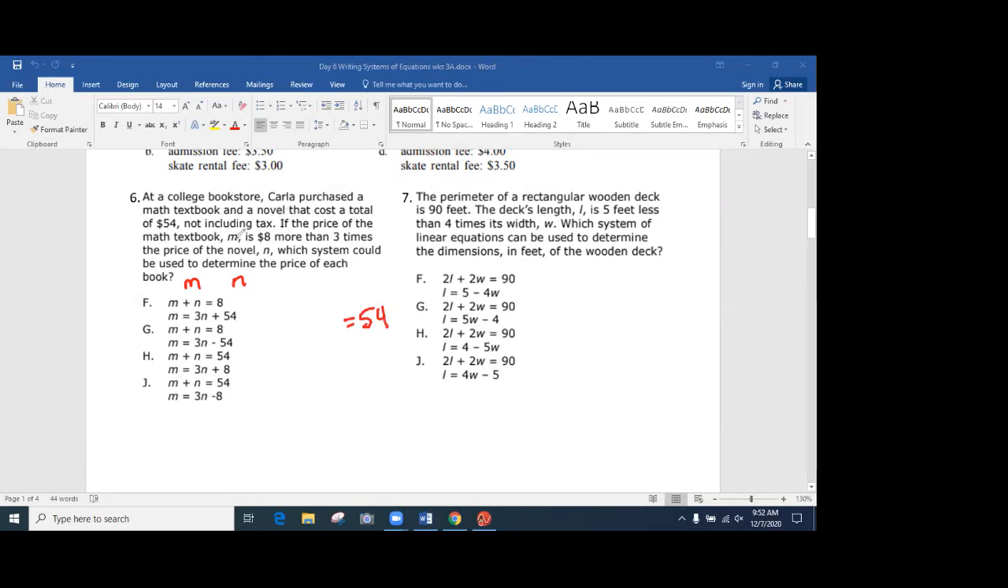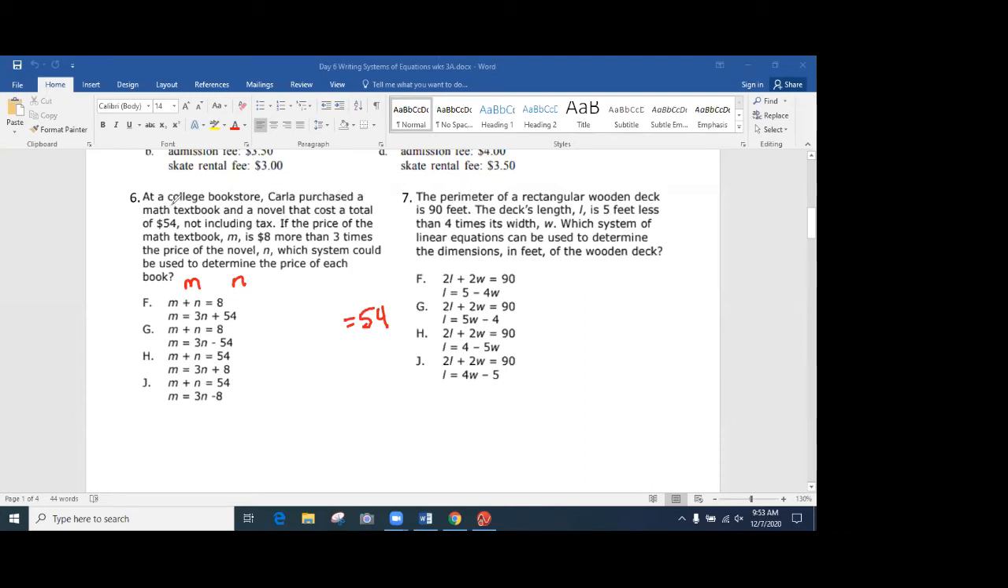If the price of a math textbook is 8 more than 3 times the price of a novel, so this is a hard one right here. So we talk about easy and hard. This is a hard one right here. Now, they do give me all my equations. And so I'm going to practice something I call write it as I read it. So as we read this, we want to try to write it. So right here, where it gave me a total of 54, let's see if we can write an equation.